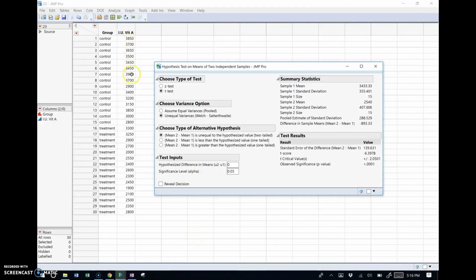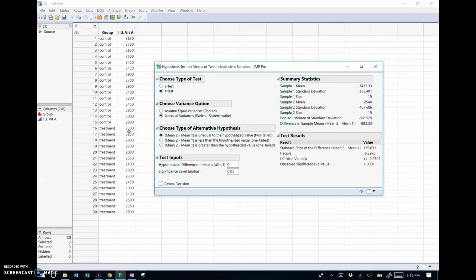So again, the control group, as you can see, those values for the most part are in the 3000s. So sample 1 mean, notice JMP is saying that the mean of sample 1 is 3433. It's calling the control group group 1. And group 2, it's calling the treatment group. And notice that mean is only 2540. And that makes sense too when you give a quick glance at this data here.